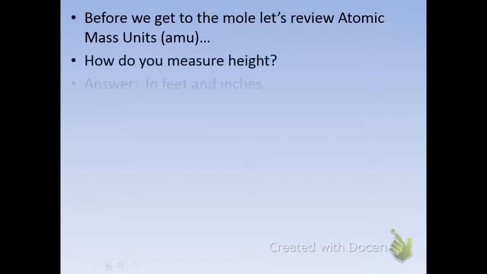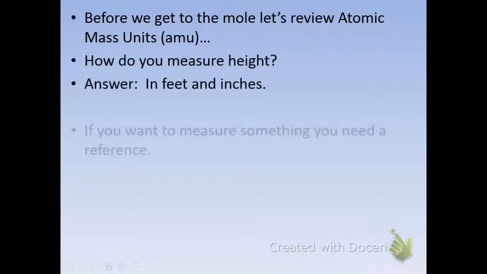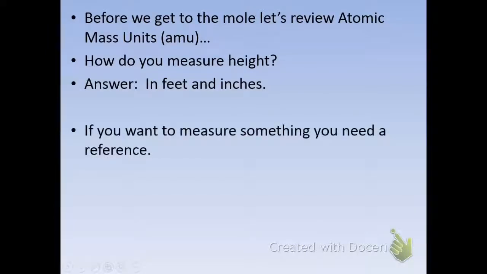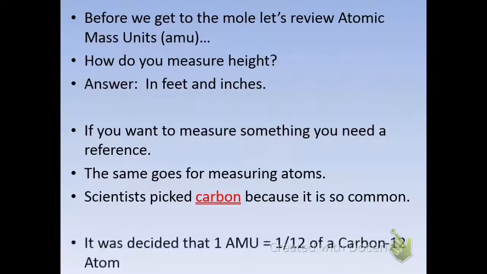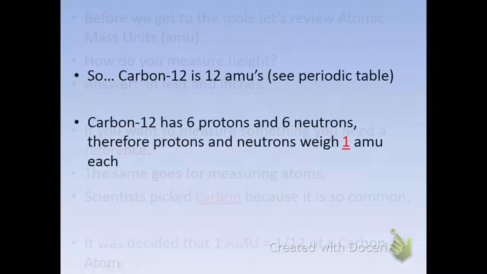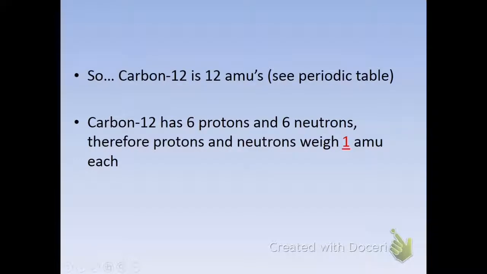So we measure things like height in feet and inches. We need to have some sort of standard for reference. What is a foot? What is an inch? And in this case, what is an AMU? Scientists picked the carbon atom as the reference for the atomic mass unit. Specifically, we picked the carbon-12 isotope, and we decided that 1 AMU would be 1/12 the mass of a carbon-12 atom. So carbon-12 is 12 AMUs.